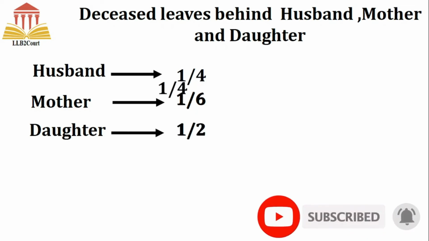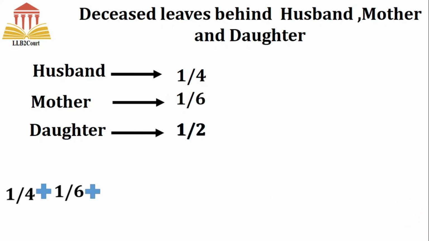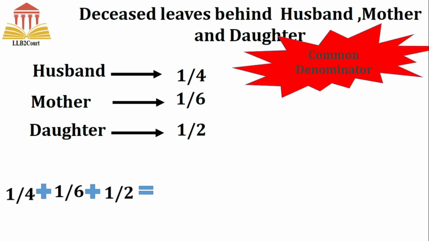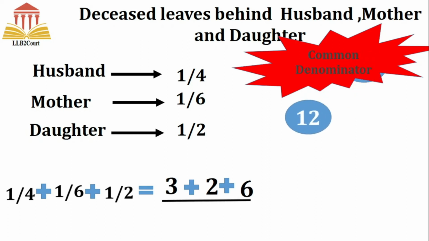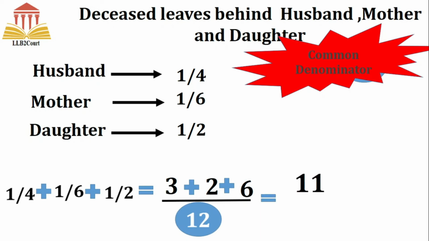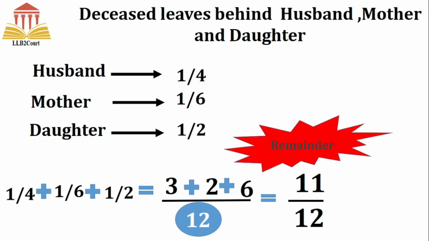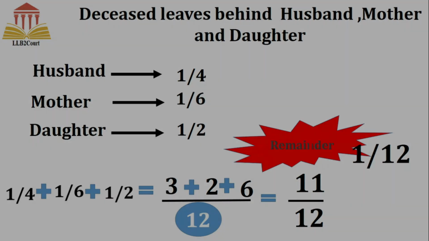So if you sum it up and take the common denominator, if you take 4, 6 and 2, the LCM, the common denominator will be 12. So if you reduce it to common denominator and add it, it will become 3 plus 2 plus 6 by 12, which is equal to 11 by 12. Now it is less than 1. That is, 1 by 12 is the remainder. This is the residue. So we have to apply the doctrine of RAD.